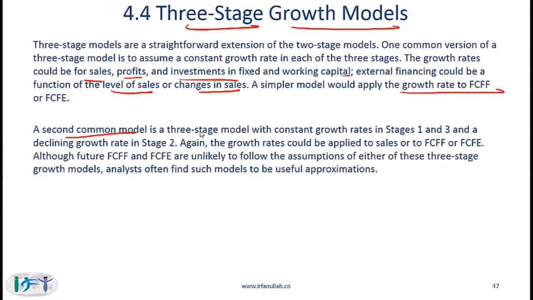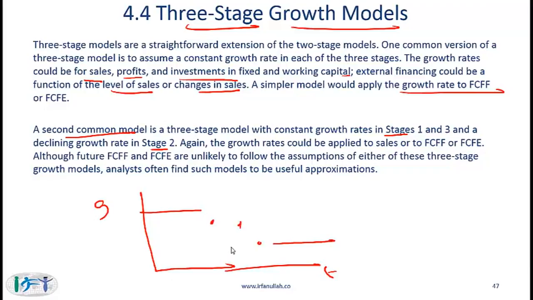A second common model is a 3-stage model with constant growth rates in stages 1 and 3 and a declining growth rate in stage 2. Now, in this particular reading, the relevant examples actually give you the exact declining growth rate. So if you look at the growth rate over time formula, you have a constant rate and then you are given some declining growth rates and then a constant rate again for the 3rd stage.